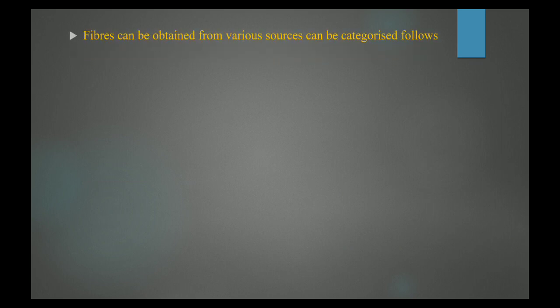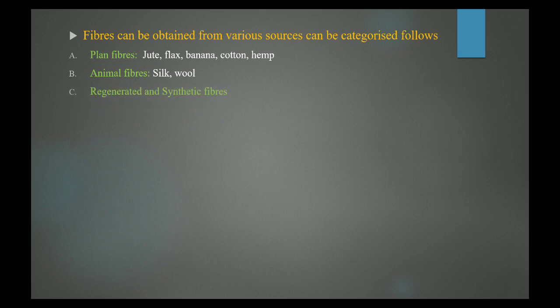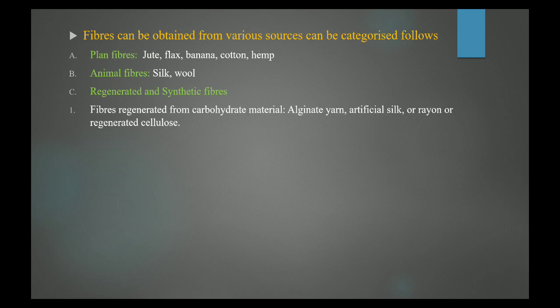Fibers can be obtained from various sources and can be categorized as follows. Plant fibers like jute, flax, banana, cotton, hemp. Animal fibers like silk, wool. Regenerated and synthetic fibers are divided further.